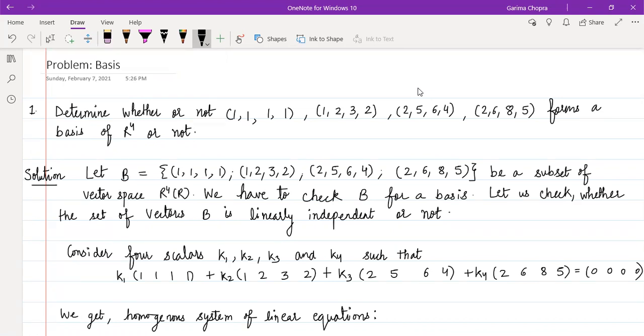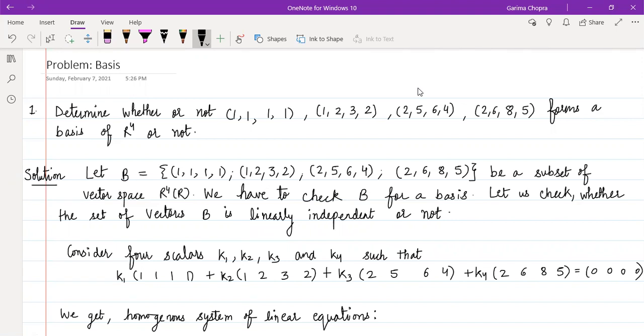If in any problem it is the same vector space R4 and we have a collection of three vectors and we have to check whether that collection of three vectors is going to form a basis or not, the answer will be no, because we know that the dimension of this R4 is 4. So if we are checking any subset for the basis of R4, then that subset should have four elements, should have four vectors.